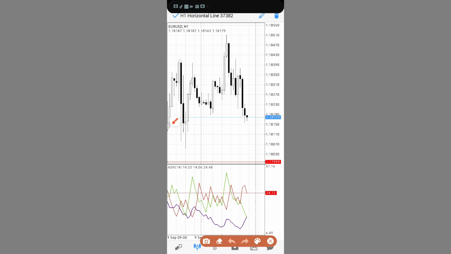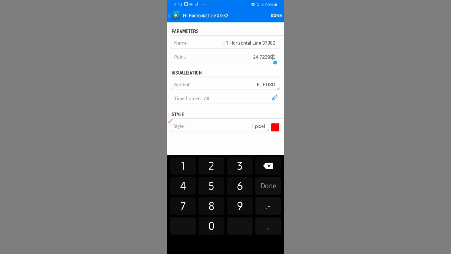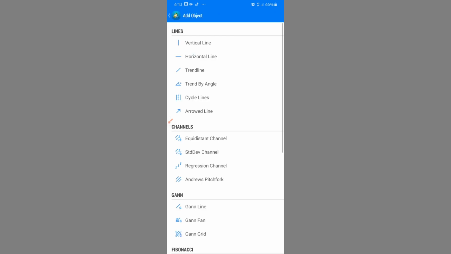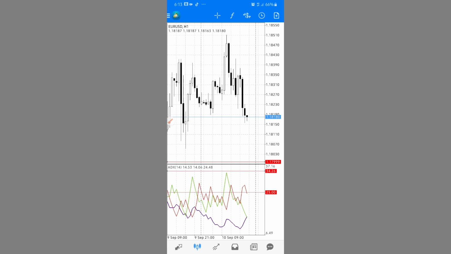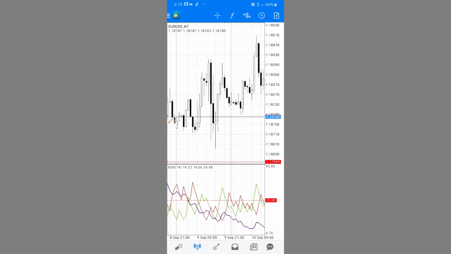Once I do that, you see that up here I have options to either delete or edit that line. So I edit it. I now change this to 25. Done. Also, let me add another horizontal line so I'll show you guys something, and let's keep these at 50. Done. So I've placed that at 15.